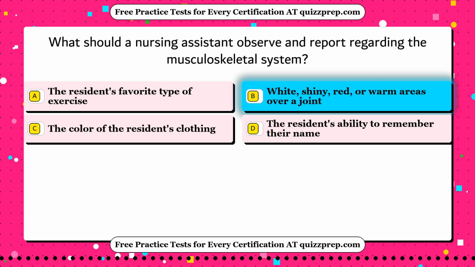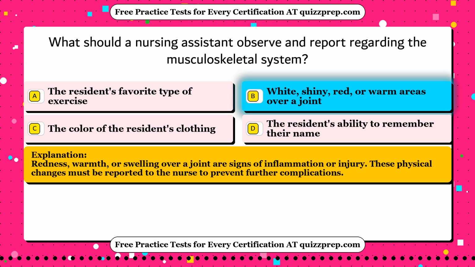The correct answer is Option B, white, shiny, red, or warm areas over a joint. Redness, warmth, or swelling over a joint are signs of inflammation or injury. These physical changes must be reported to the nurse to prevent further complications.